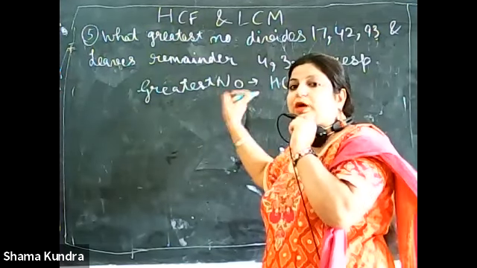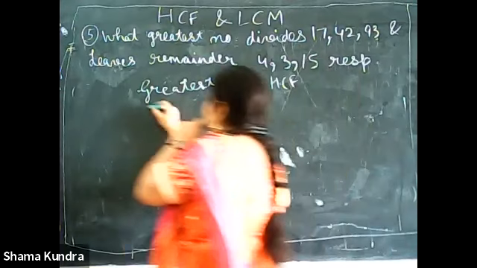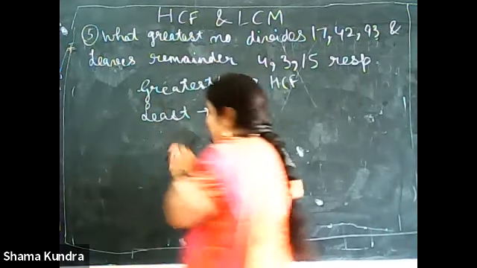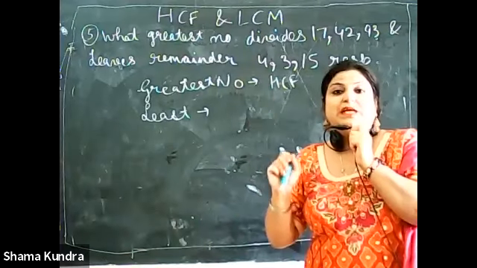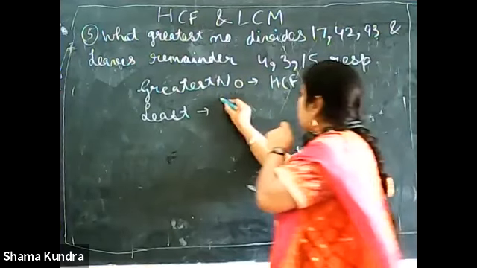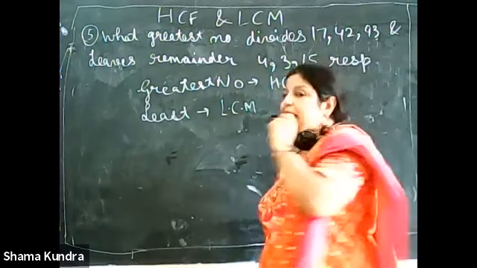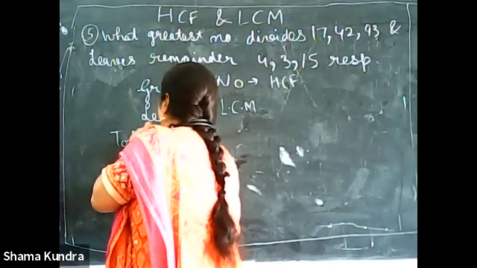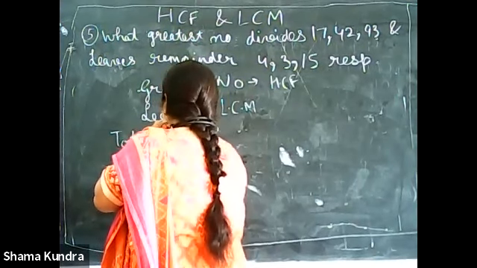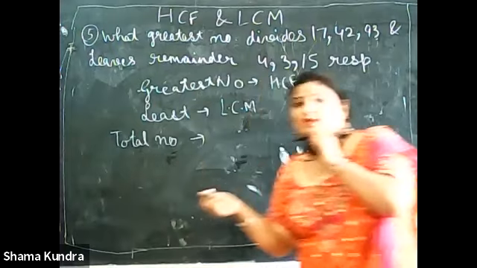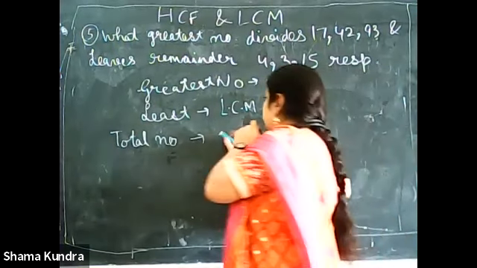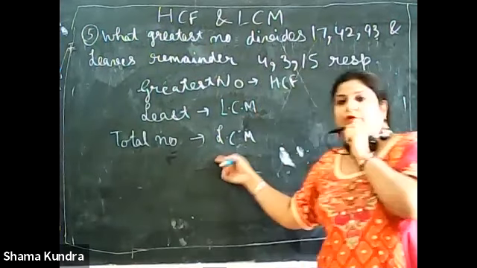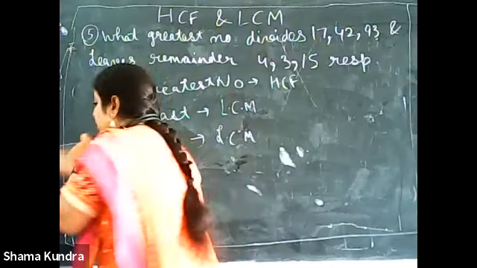In the word greatest, you find the HCF. If you want to find the least number, you hear 'least' in the word LCM, least common multiple, so you have to find the LCM there. If you find a total number, like the total number of marbles or total number of bricks, in that type of question again you have to find the LCM. You have to remember these keywords.